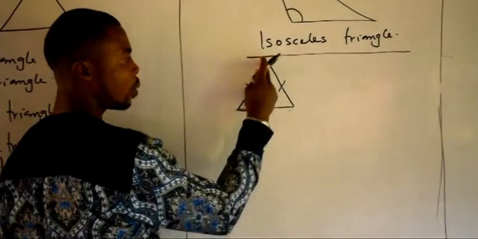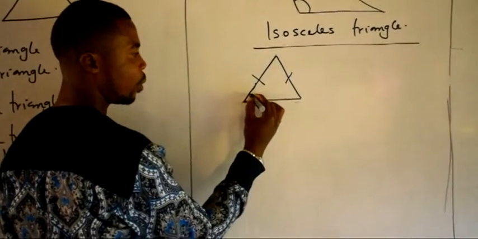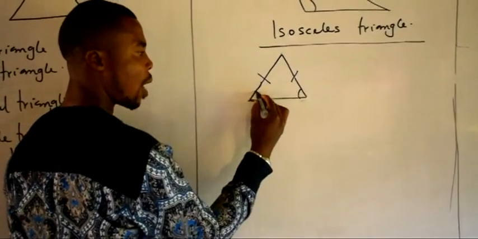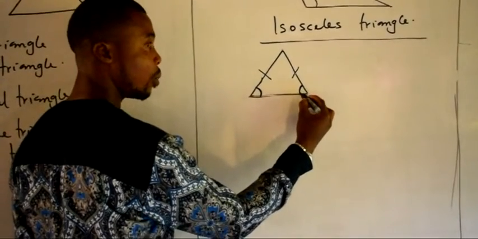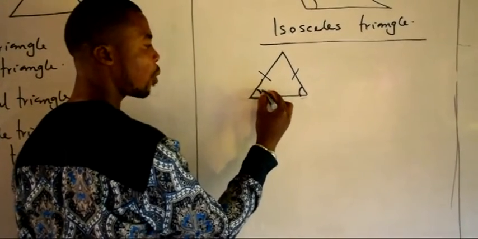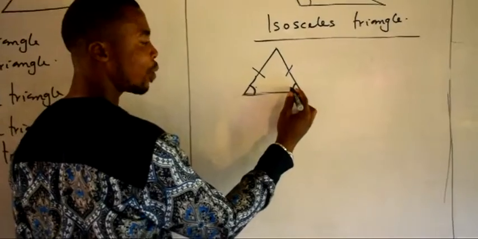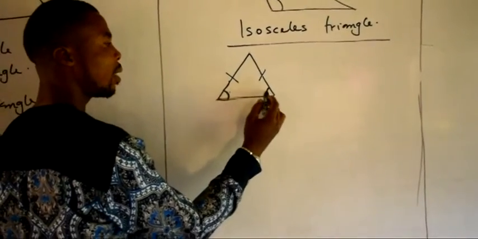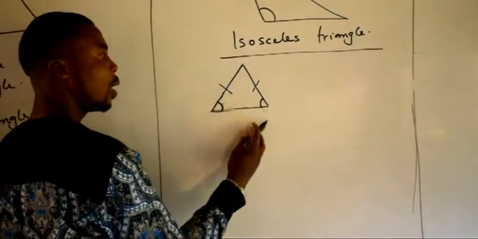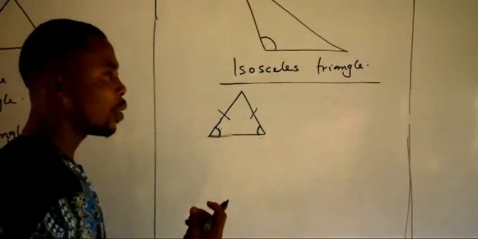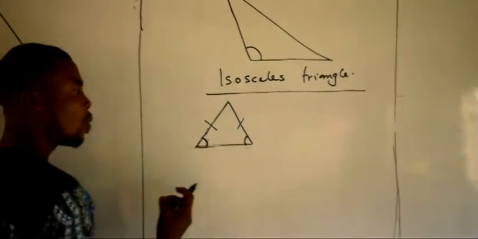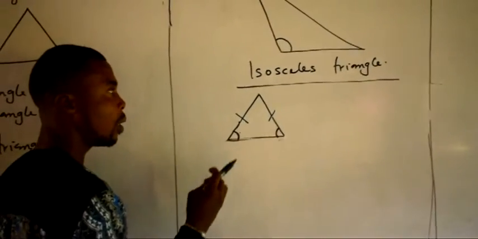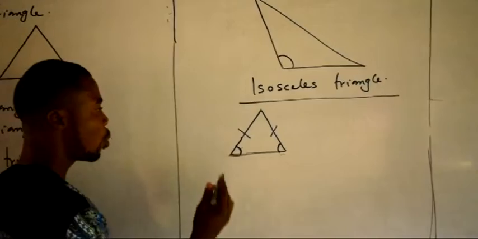And we are talking of angles here. When this side is equal to this side, it means their opposite angles are equal. That is, this angle must be equal to this angle. If this angle is 40 degrees, this angle too must be 40 degrees. If this angle is 10 degrees, this angle must be 10 degrees. So an isosceles triangle must have the opposite angles equal.